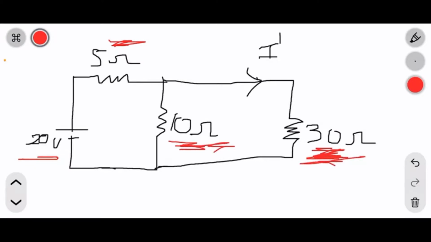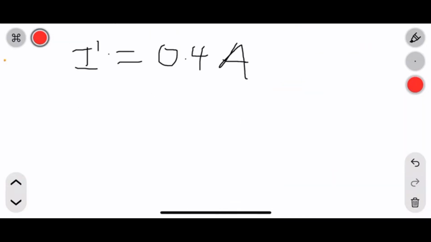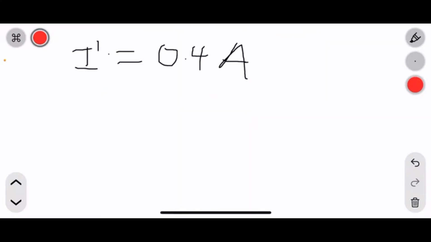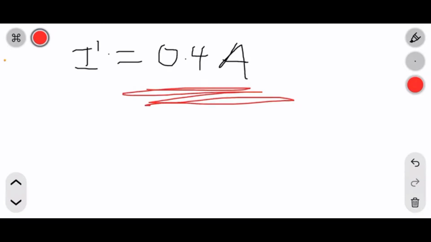So if you want to find the current flowing through this 30, then it will be this resistance here, 10 over 30 plus 10 times the current flowing through. And we know that the current flowing through this node here is the current from the source, which we found to be 1.6 ampere from this division. So our I prime will be 10 over 10 plus 30 times 1.6. So we get our I prime to be 0.4 ampere, and this I prime is the current flowing through the 20 ohm resistor when the voltage source is acting alone.